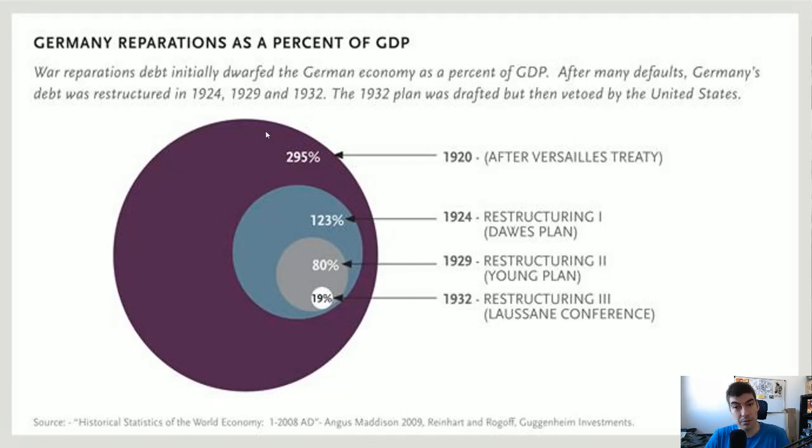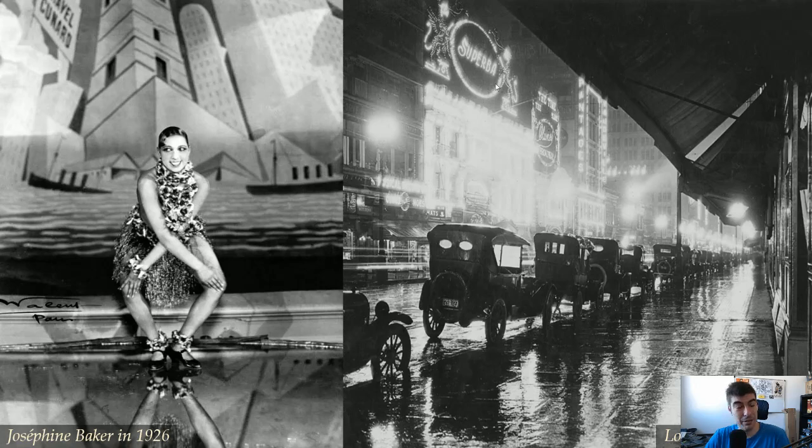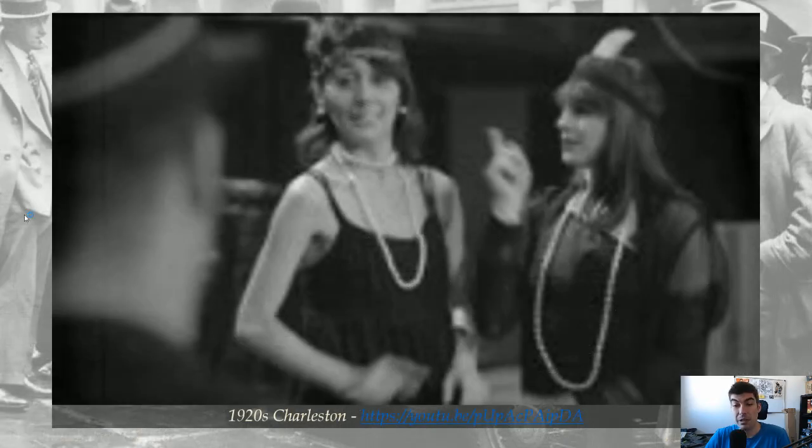The German economy started to thrive, so by the year 1932, the value of the reparations they had to pay was only 19% of their GDP. And this is a couple of pictures of the Roaring Twenties, Josephine Baker dancing the Charleston, and this is Los Angeles in 1920 with all of these cars, etc.